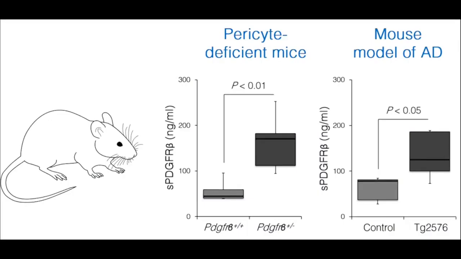Experiments in genetically engineered mice confirm the idea that soluble PDGFR-beta is released into the CSF during damage to pericytes, indicating that damage to pericytes may be a critical step controlling the vascular integrity in models of small vessel disease and Alzheimer's disease, leading to neurodegeneration. Our data suggests that pericytes may be an important target for developing treatments to avoid dementia.